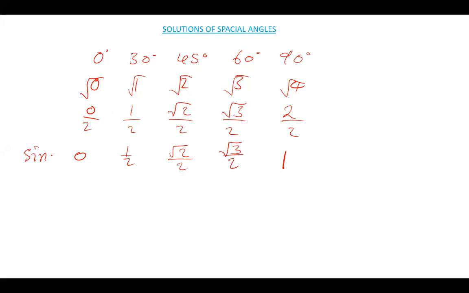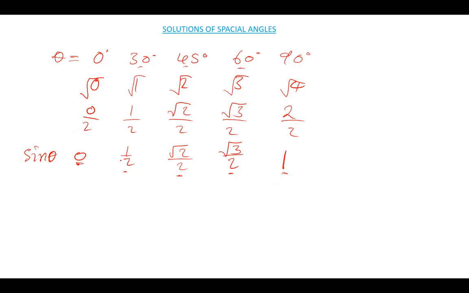The answers that we have found here are solutions of sine theta. So this is our theta. When you say sine 0, the answer is simply 0. Sine 30 is simply half. Sine 45 is root 2 over 2. Sine 60 is root 3 over 2. Sine 90 is 1.